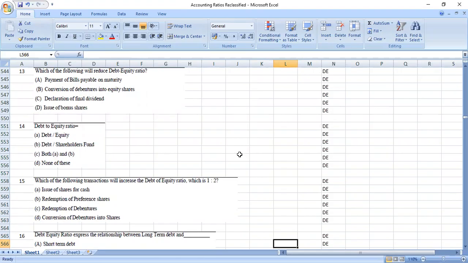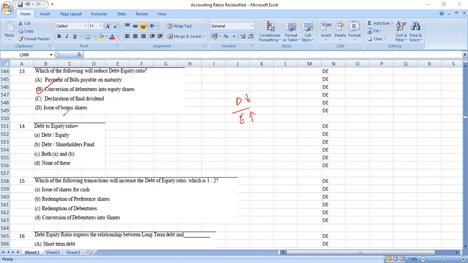Conversion of debentures into equity shares. You're converting debentures into equity shares, what happens? Okay, good. So debt equity ratio is debt divided by equity. When you're converting debentures into equity shares, debt will reduce, equity shares will increase, which means the numerator is reducing and denominator is increasing, and that means this will reduce the ratio. So this has to be the right answer.